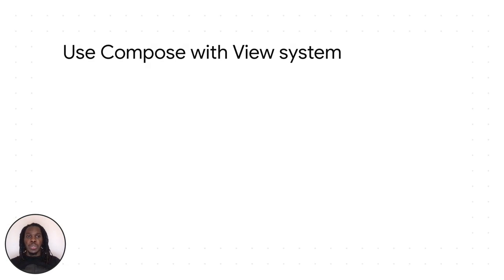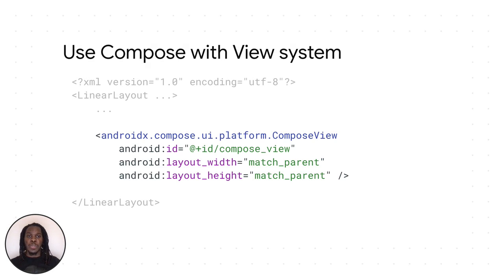So to use Compose with the view system, the library comes with something called a Compose view. Say for example, you want to migrate your UI, but you want to start, for example, let's say from a fragment or an activity. This Compose view is what does the backporting for us. The first step would be defining this view in the rest of your XML layout.